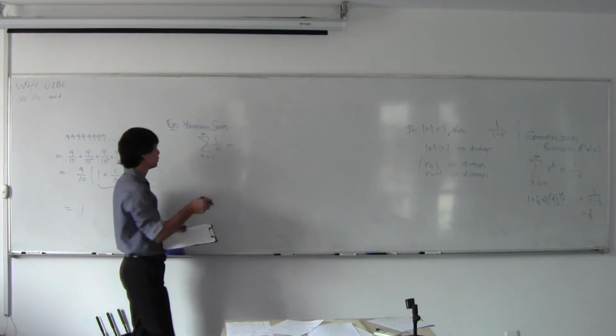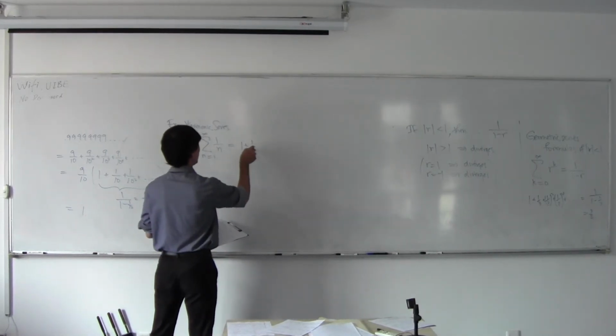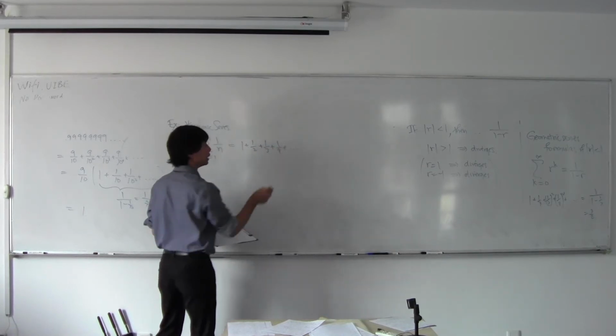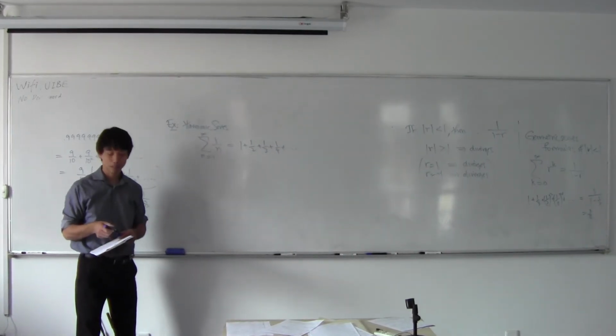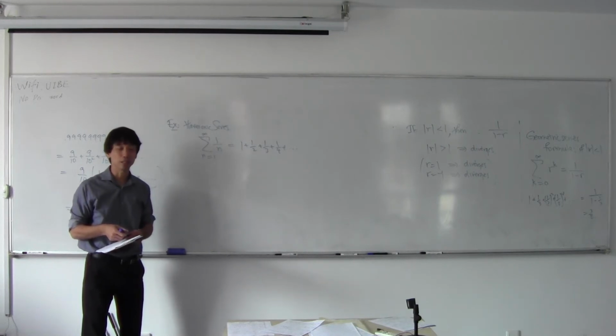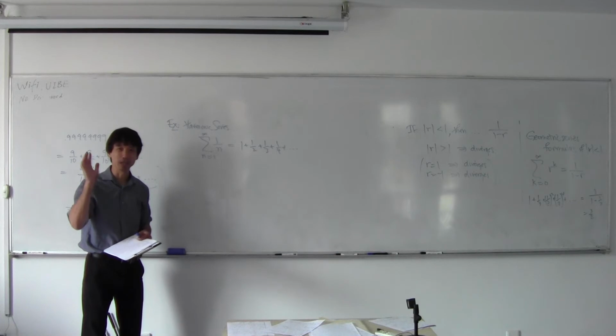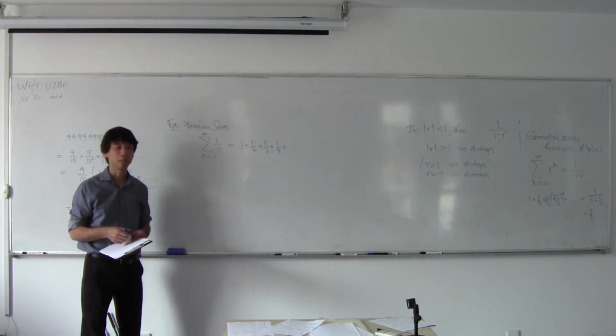Right? Yeah. 1 plus a half, plus a third, plus a fourth, etc., etc. And so my question is, do you think it's going to converge, or do you think it's going to diverge? Can it be a finite number or an infinite number? Do you think infinite or finite? You think a vote? Who says it's going to be finite? Who's thinking it's going to be infinite?